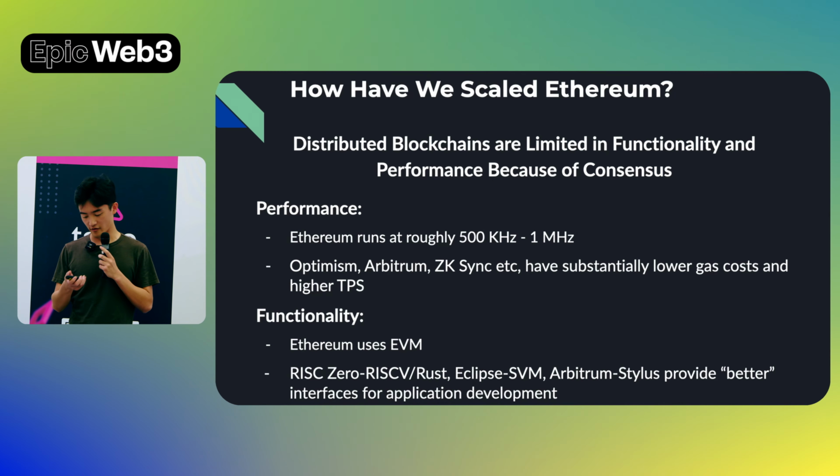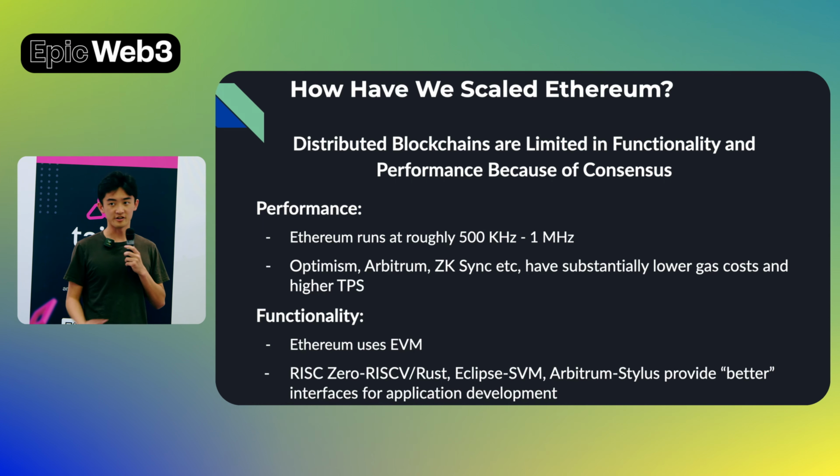Just to go over how we've thought about scaling in the past, right? How have we scaled Ethereum? Ethereum is naturally limited because it's a distributed blockchain, and it's limited in performance and functionality because of consensus. And to combat these two things, we've built rollups like Optimism, Arbitrum, ZK Sync. Those have given us a bit more TPS and a bit lower gas fees.